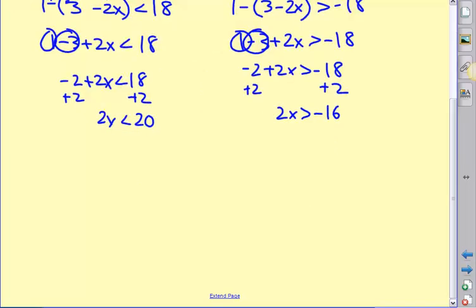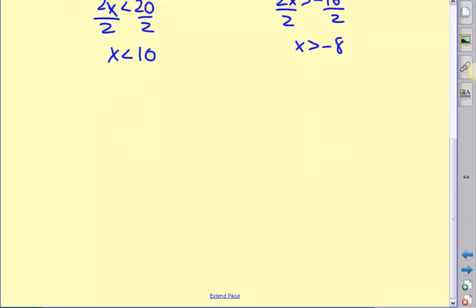Eva, what do I do? You're going to divide by 2. Divide by 2, divide by 2, x is less than 10. Divide by 2, divide by 2, x is greater than negative 8. Nice, Eva. Sarah, I think we're ready to graph this. We got x by itself, right?